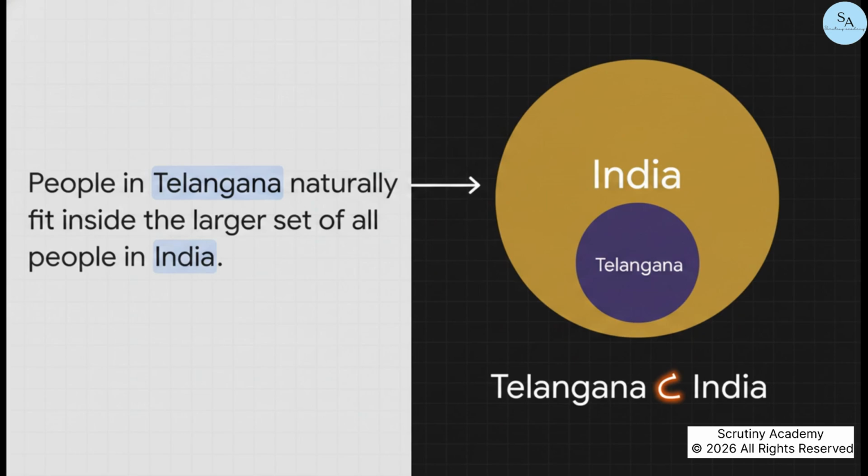Let's ground this with another real-world example. Imagine we want to study various groups of people living in the state of Telangana. In this scenario, what is our big container? What's our universal set here? Well, it's the set of all people in India, because every single person in Telangana naturally fits inside that much larger container of India. Makes sense, right?